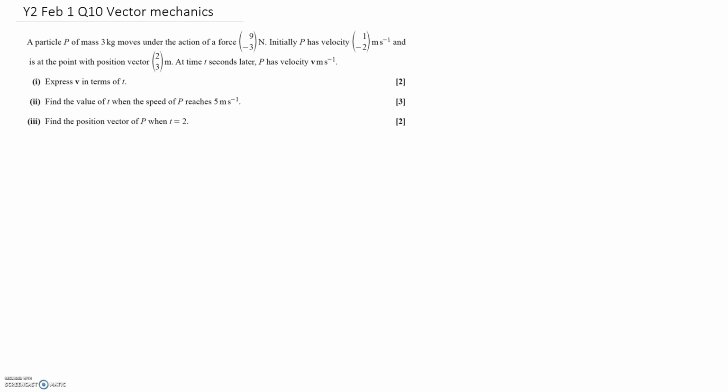Question 10, we need to do some vectors and mechanics. It says express the velocity in terms of time here. Now it's talking about mass and force, velocity and position vectors. If ever something's talking about mass and force and either acceleration or velocity, you can be pretty sure you're going to need to use F equals ma.